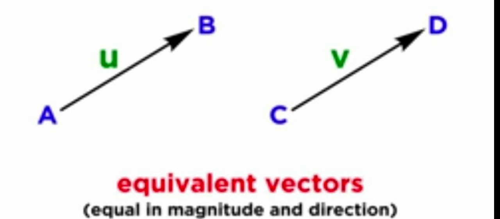So we can say vector U is equal to vector V. And also, if we don't have equivalent vectors, it is possible that vectors can have different magnitudes and directions. And we can manipulate and combine vectors in various ways.